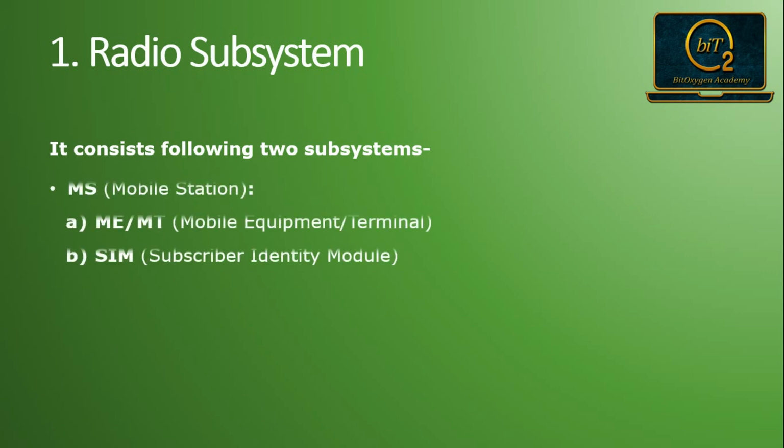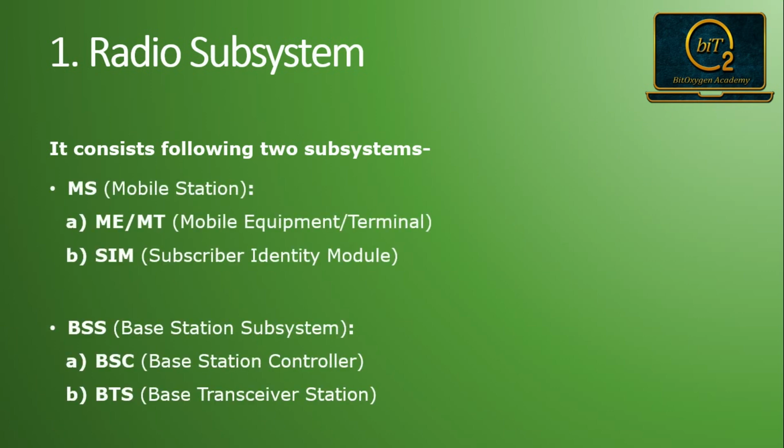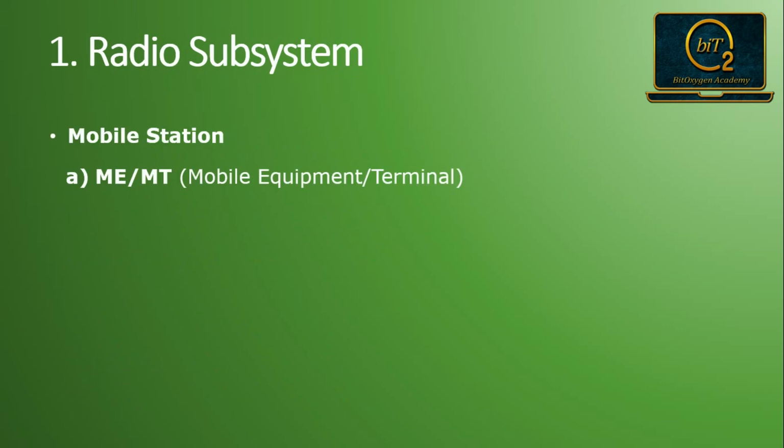Radio subsystem consists of two subsystems, MS and BSS. MS has two entities, ME, that means mobile equipment or mobile terminal, and SIM, subscriber identity module. BSS has two entities, BSC and BTS. Let's see about the mobile equipment.